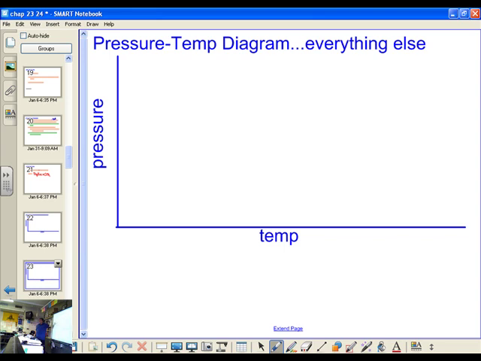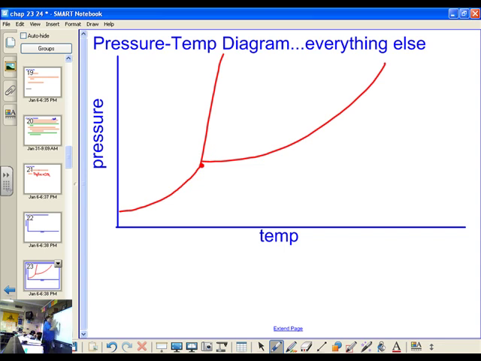Now, we live at 1 atmosphere of pressure. But what happens when you go up in the mountains? What happens to the air pressure then? It goes down. So other things happen. Basically, the diagram looks like this. You have these lines, and the slope of this line is very important. Now this one goes up and to the right.